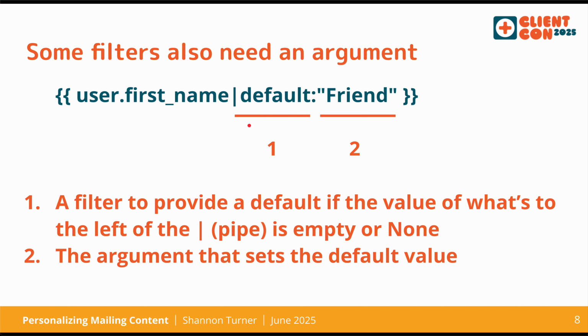So some filters also need an argument. So here we have the default filter, which checks to see if the value of what's to the left of the pipe is empty or none, then we are going to provide a default. Now, what's the default that we provide? Well, that's where number 2 comes in, and this is the argument or parameter that sets the default value.